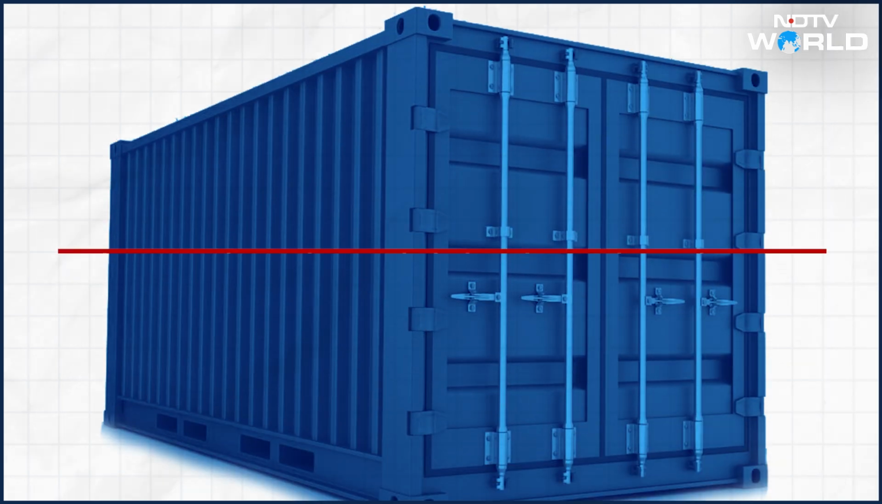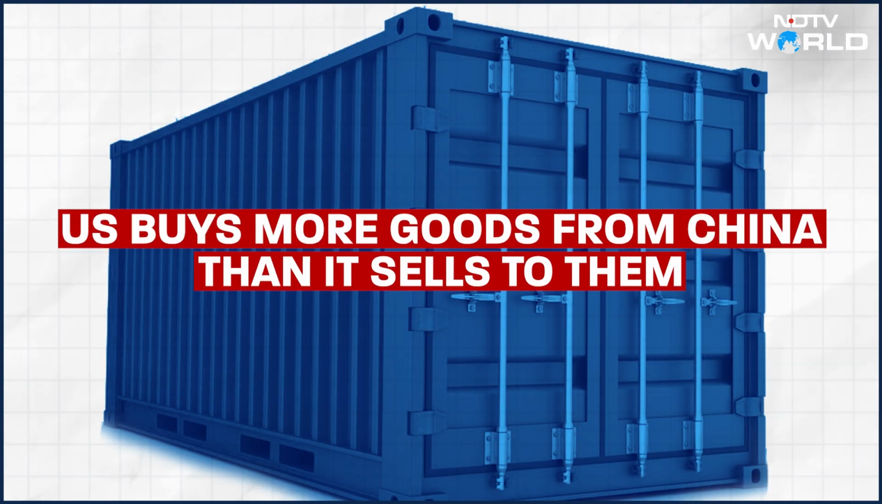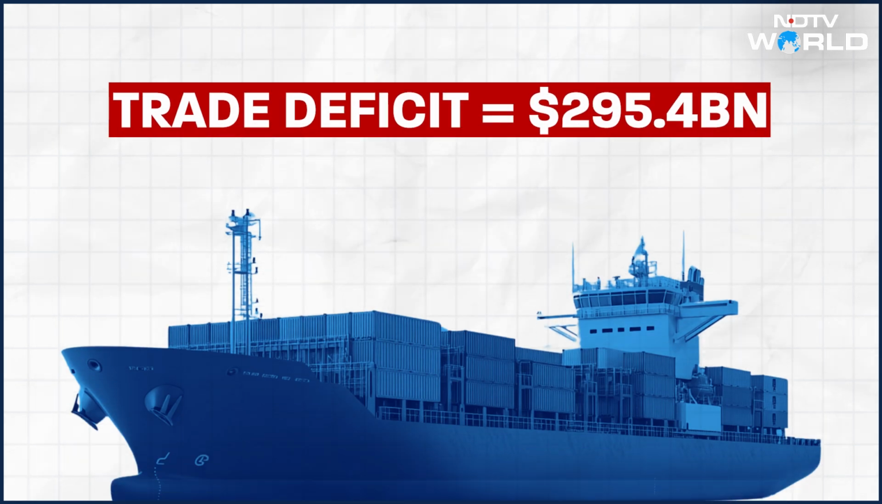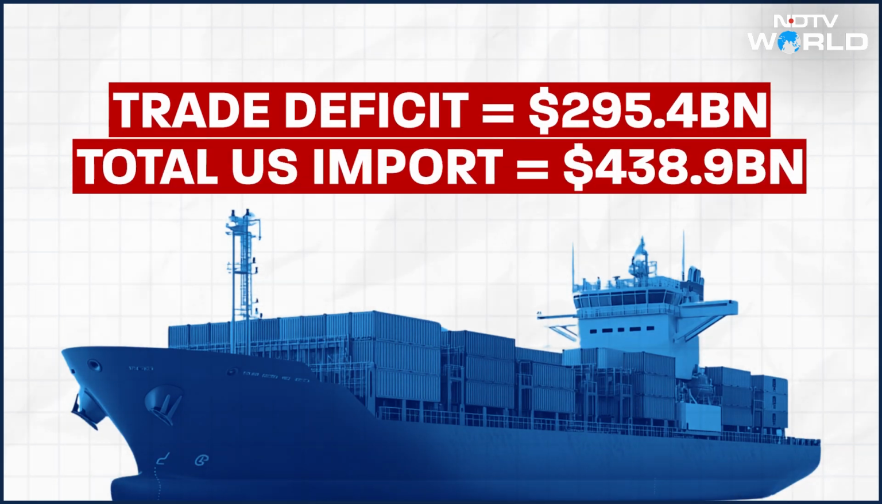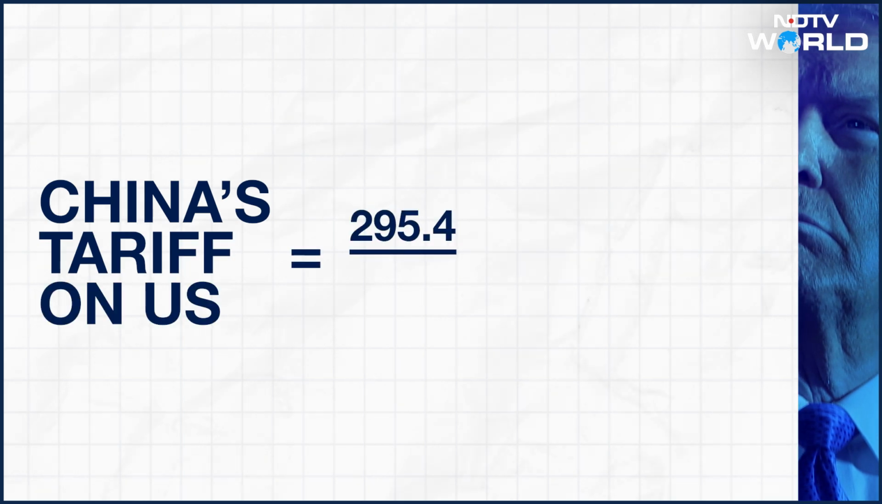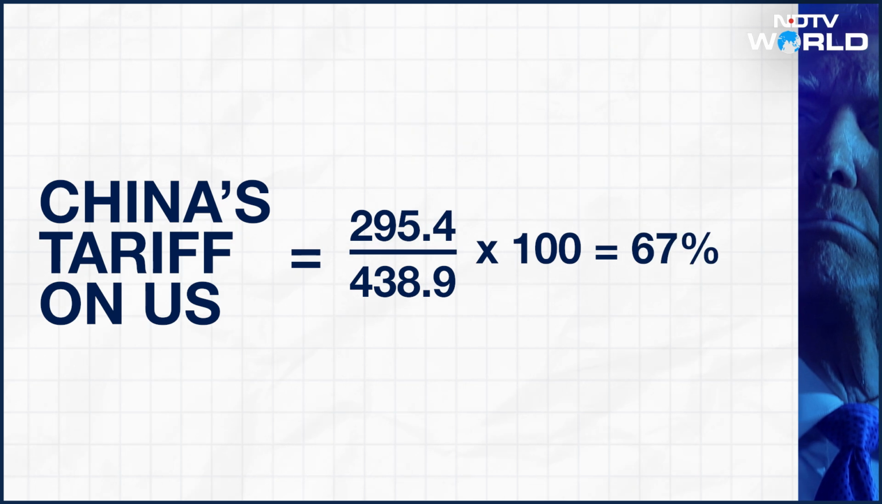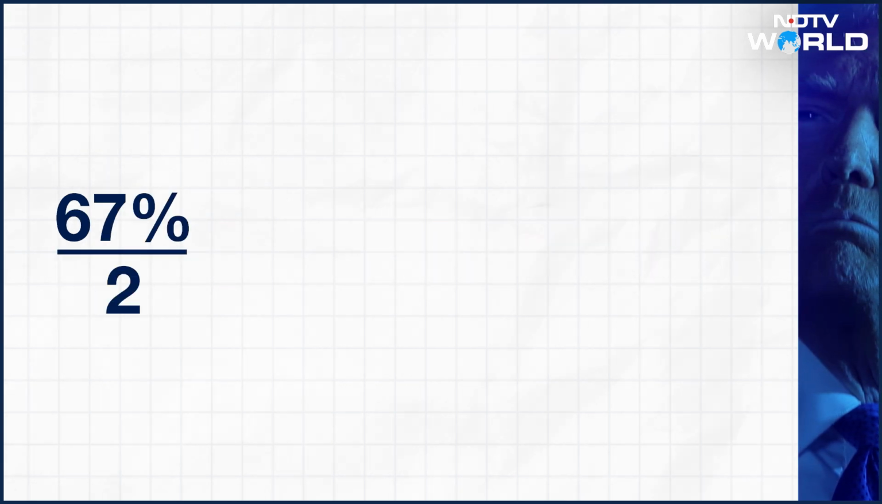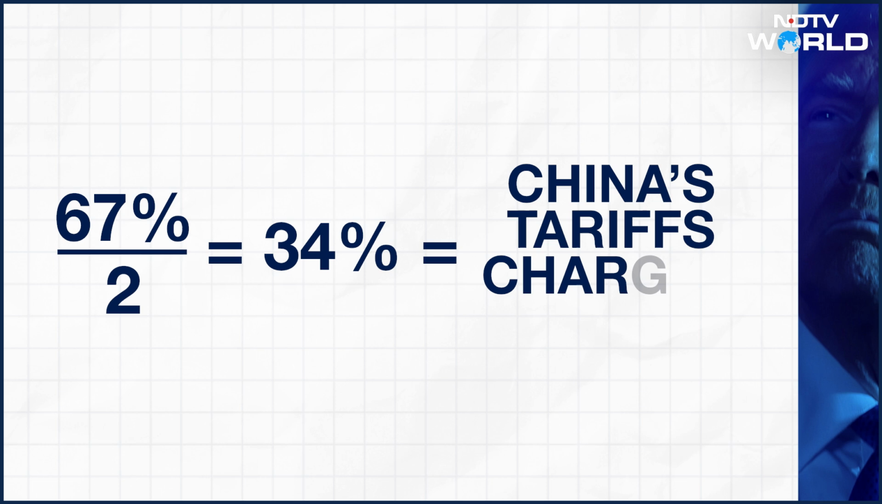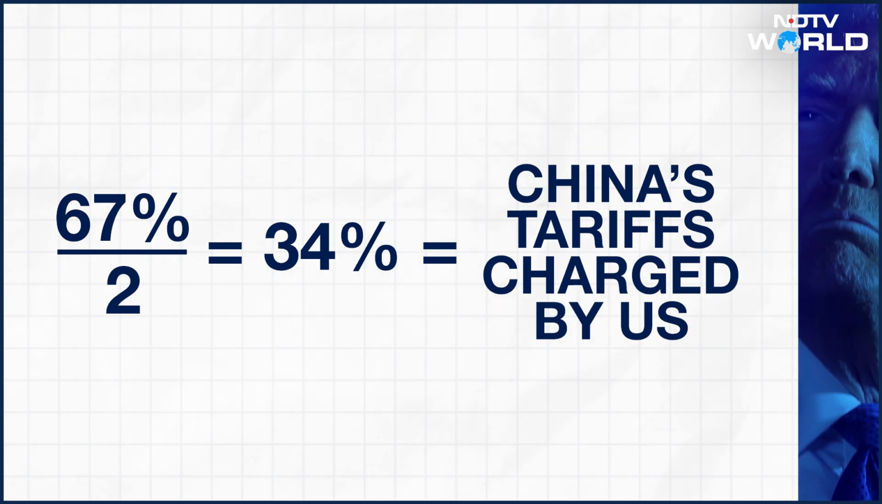For example, the US buys more goods from China than it sells to them. There is a goods deficit of $295.4 billion. The total amount of goods it buys from China is $438.9 billion. Dividing 295.4 by 435.9 gets you to 67%. And you divide that by 2 and round up. Therefore, the tariff imposed on China was earlier 34%.